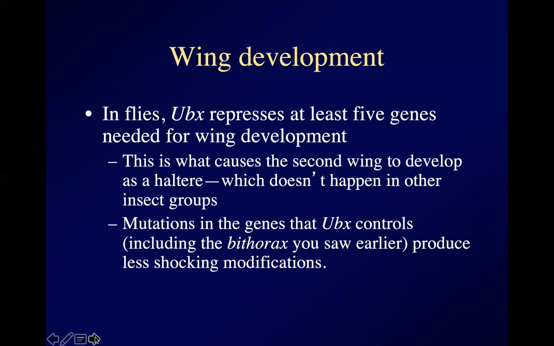UBX in flies has evolved just a little bit in such a way that it blocks not only wings on the abdomen, but it partially blocks wings forming on the thorax and causes the second wing to develop into a haltere. In other insect groups, UBX doesn't do that, but UBX blocks the development of what would be a wing and turns it into a haltere. One of those genes that UBX controls, by the way, is bithorax, and a mutation in bithorax is what's responsible for turning that haltere into a wing.